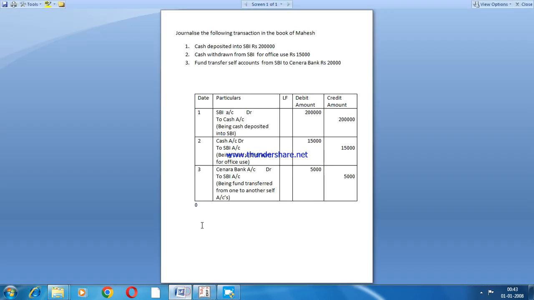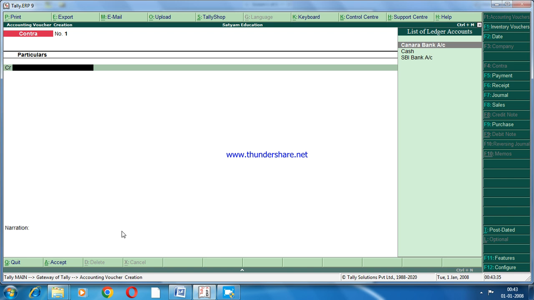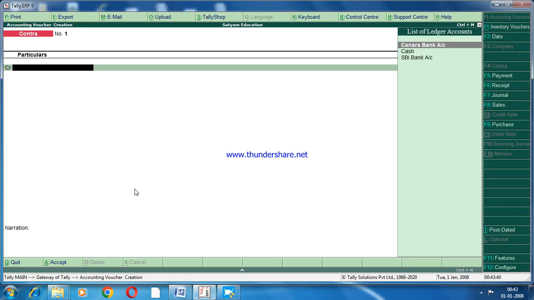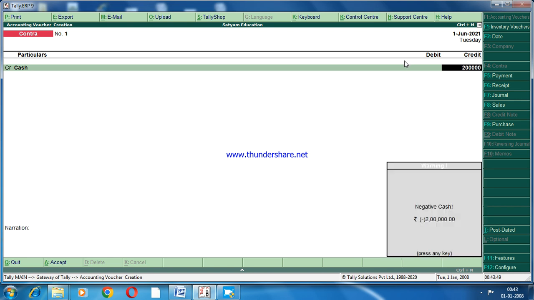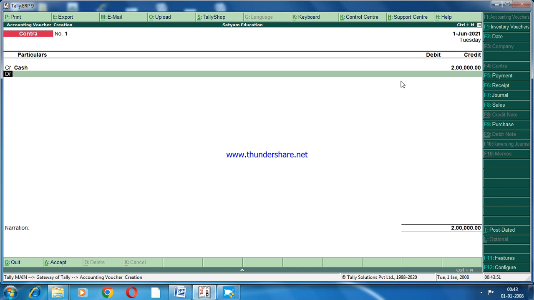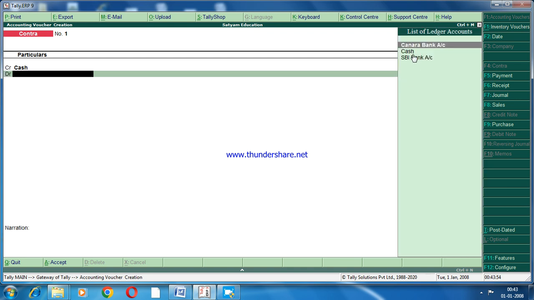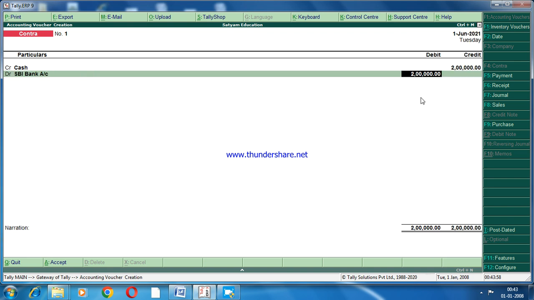The first journal entry is SBI account debit to cash account. So debit the SBI account, credit the cash account with the amount 2 lakh. Now I will do the transaction. SBI account debit to cash account. Here credit cash, the amount is 2 lakh, and debit SBI account 2 lakh.